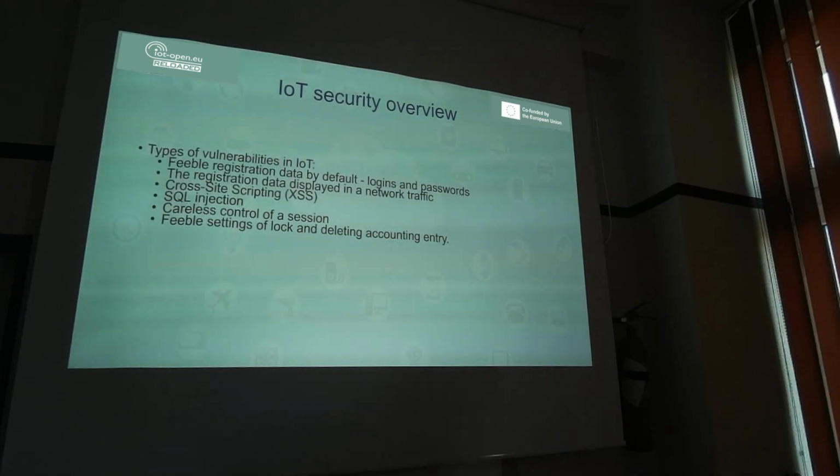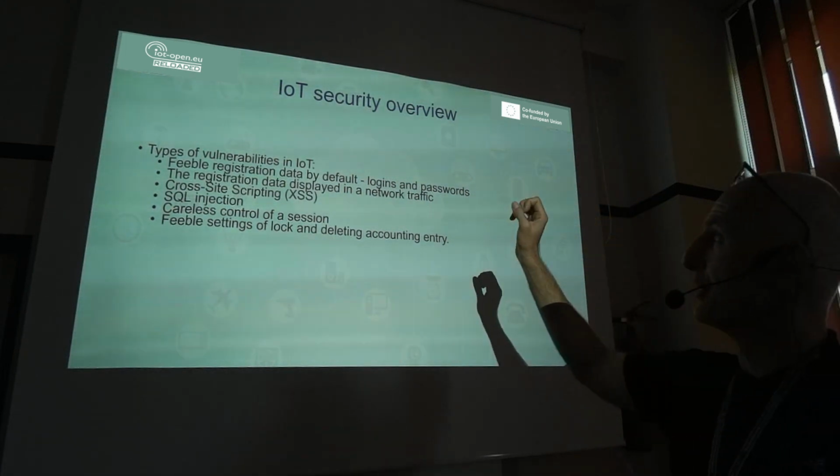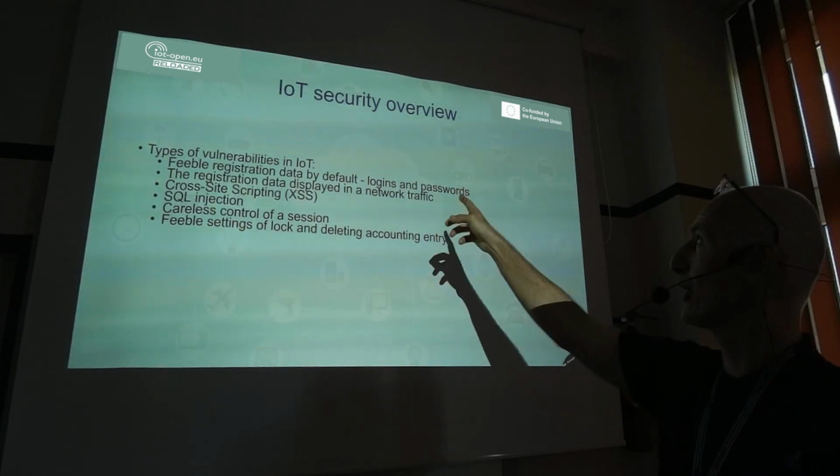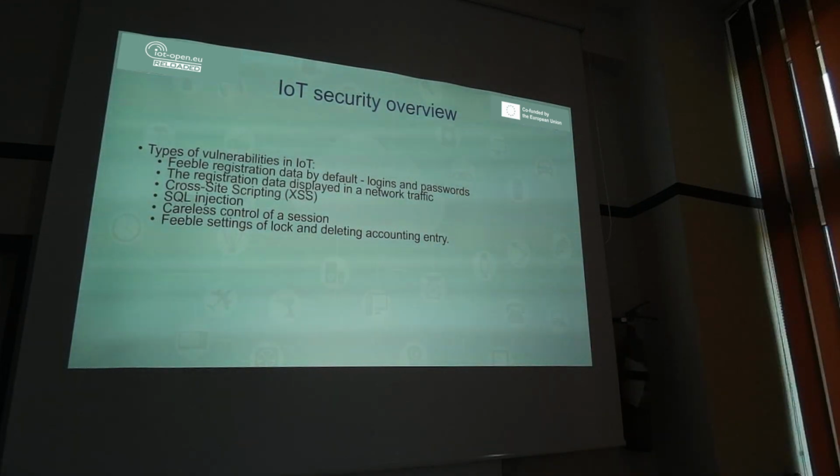Okay, so types of vulnerabilities in the IoT now. First, feeble registration data: default logins and passwords. Honestly, even in the IoT, which has really limited resources and cannot use very complex enciphering or very complex encryption keys because of the lack of either CPU or storage and so on, even in those cases, the most common problematic part of every IoT ecosystem is human.